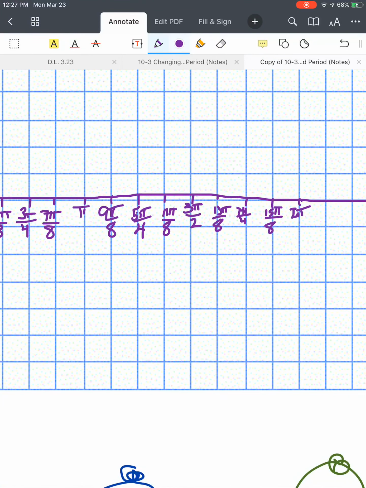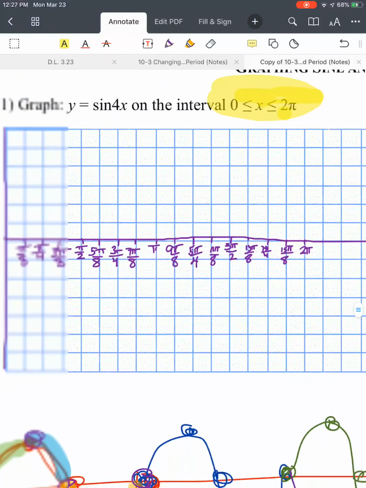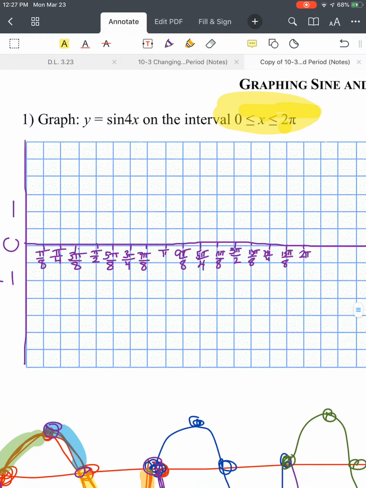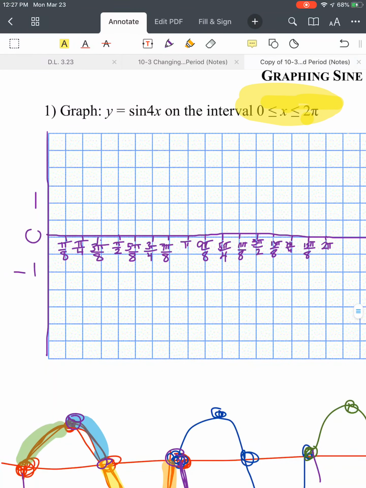Okay, if that's too confusing to reduce, just leave them unreduced. Just 1 pi over 8, 2 pi over 8, 3 pi over 8, 4 pi over 8, that's fine. Okay, so now my axes are set up. Now I just need to do my main sine dots.